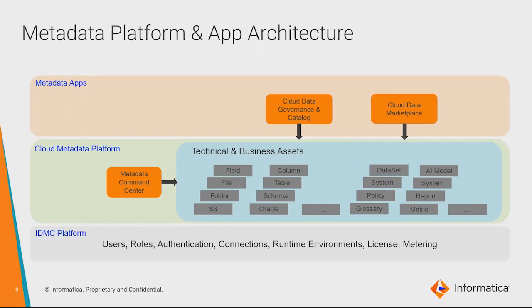It hosts technical and business assets. Some of the examples of technical assets are S3 buckets with a folder or a file or field that is contained within the S3 bucket. Or it can be a table, column, or schemas from relational databases. Some of the examples of business assets are systems, datasets, policies, glossaries, primarily used by the business personas.